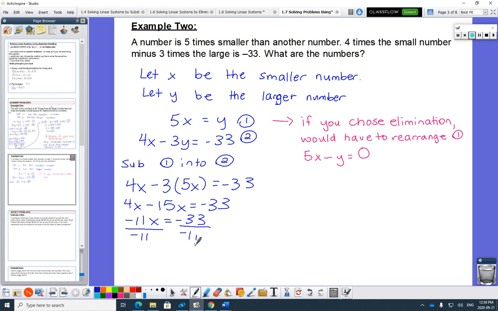When you divide, don't lose the negative sign. It's divide by negative 11. And then when you do this kind of question, the second substitution is really easy. We always go back to the other equation, right? So now we just have to sub it into this and just multiply by 5. So not too tricky.